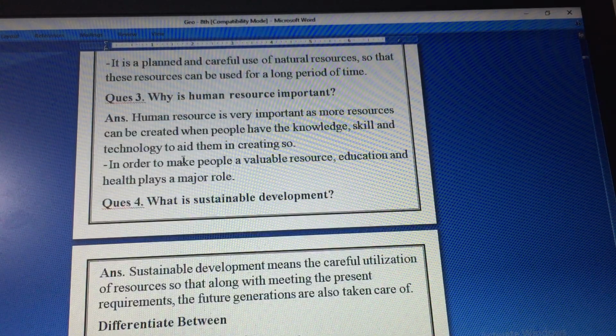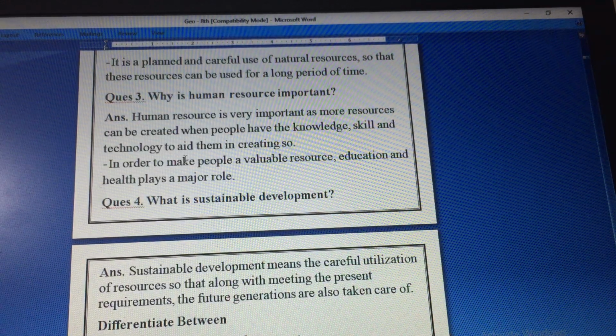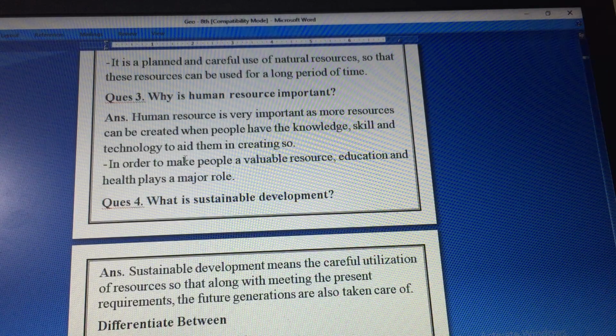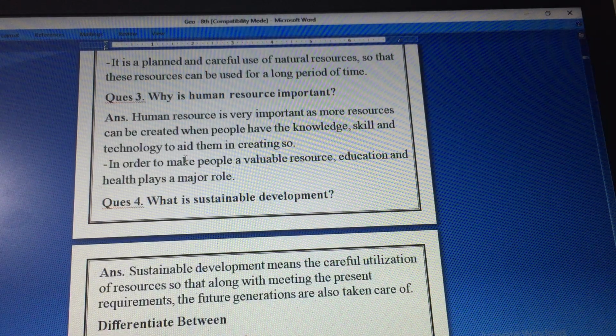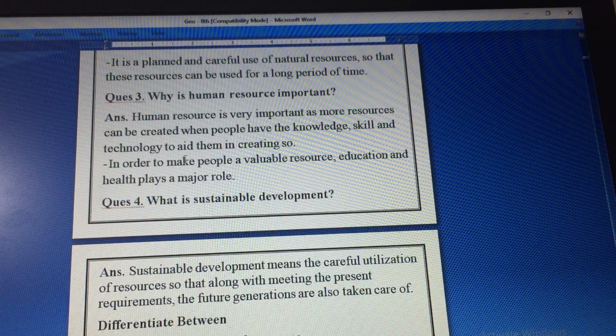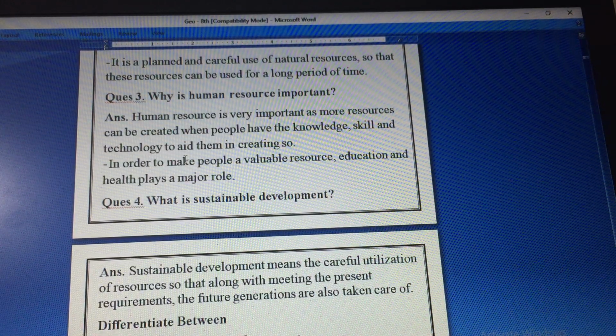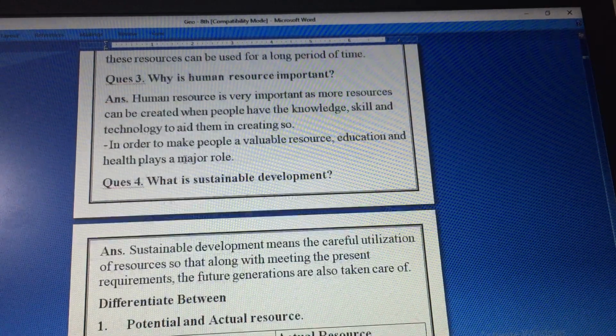Why is human resource important? So yes, human resources are important. We discussed. So now the question is, why are they important? Human resource is very important as more resources can be created when people have the knowledge, skill, and technology to aid them in creating. So it becomes important when they have knowledge and skill to do their work. In order to make people a more valuable resource, education and health play a major role because healthy individuals are a great resource to a nation.